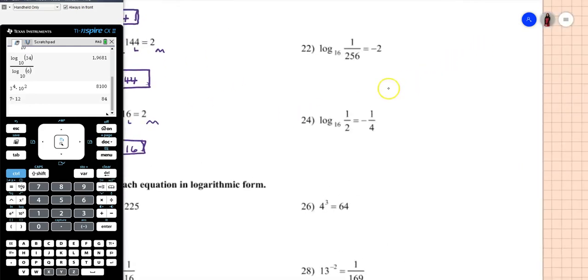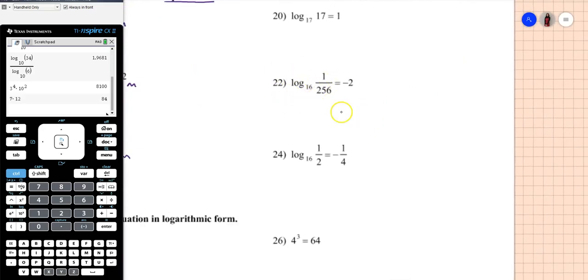And then I just want to take a look at this one over here on 22. You set it up the same way, so 16 to the power of negative 2 is 1 over 256. So don't be scared of those negative exponents or those fractions in there.